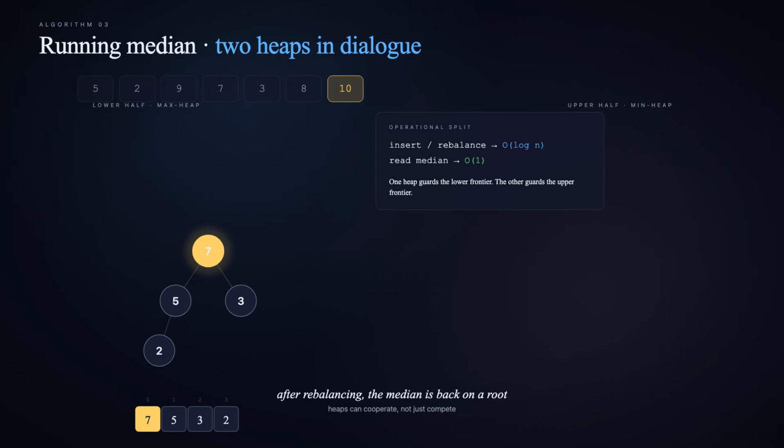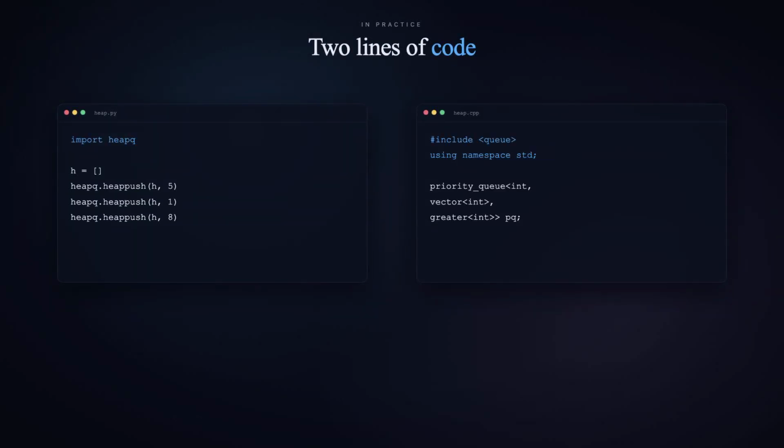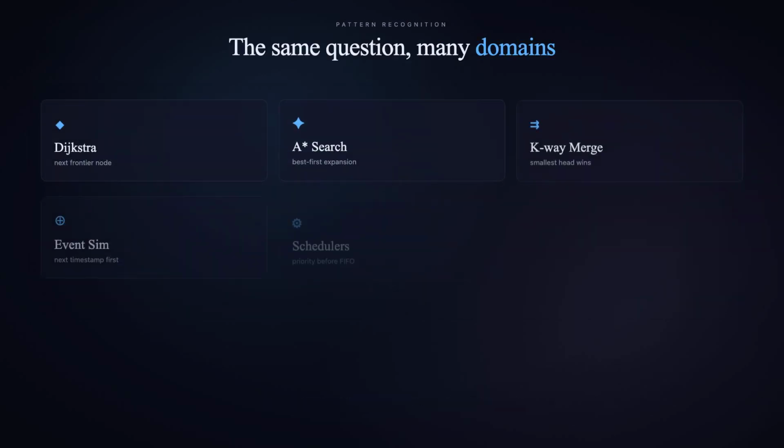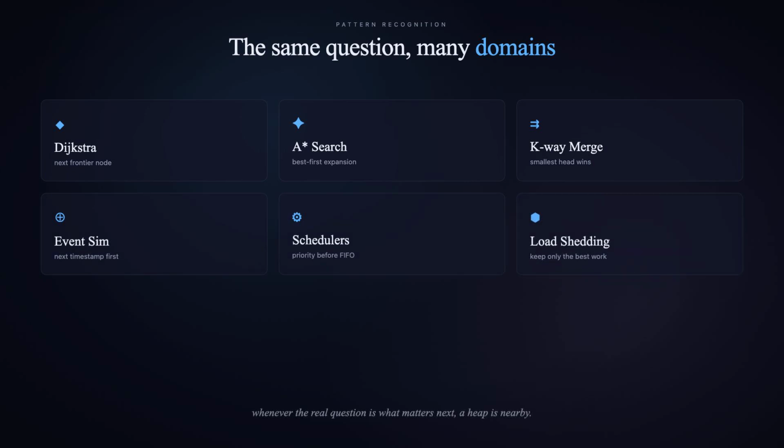Heaps are not just about one extreme. They can cooperate. Once you see the pattern, heaps start showing up everywhere. Dijkstra and A star repeatedly pull the next best frontier node. K-way merge asks which file has the smallest current head. Event simulators pop the next timestamp. Schedulers pop the next job.